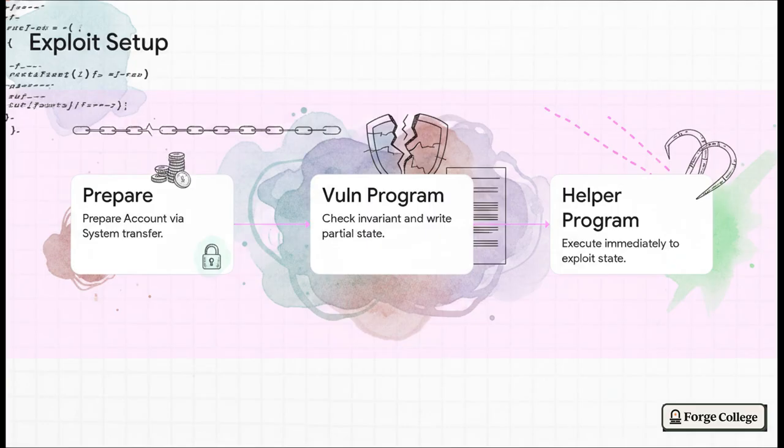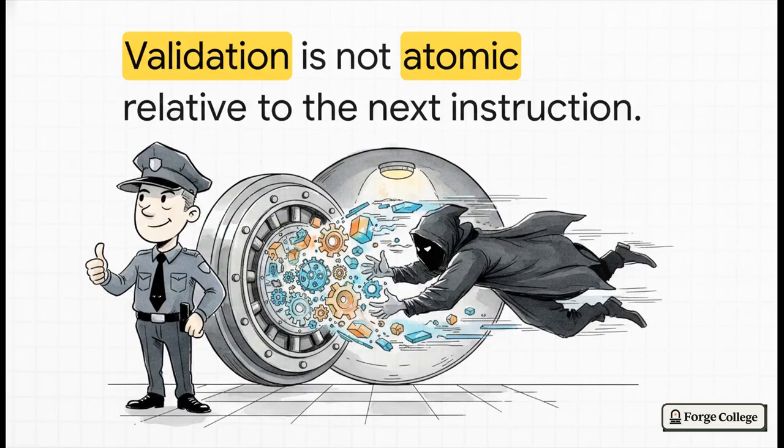Third, we immediately call the helper program right behind it, all within the exact same transaction block. Now the critical point is this. The exploit depends entirely on the vulnerable program's validation not being atomic. The trick here is that the vulnerable program assumes a reality that the helper program can silently change before the overall transaction actually wraps up.